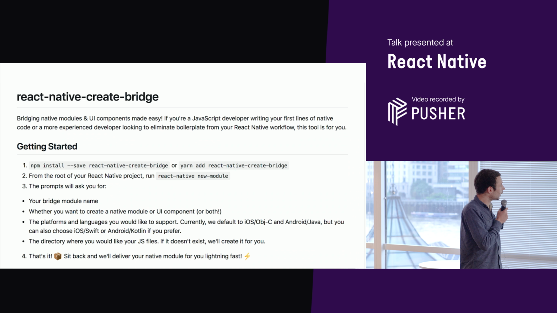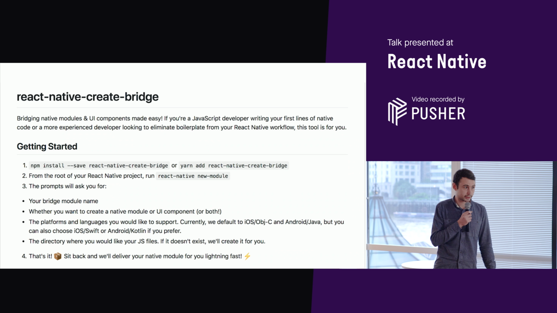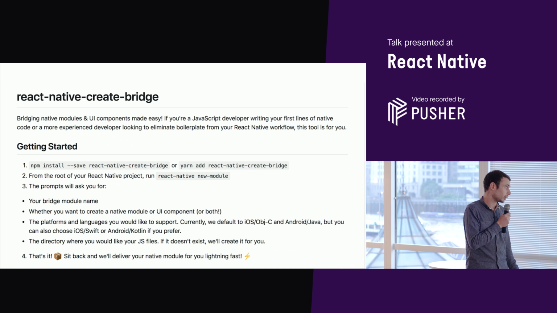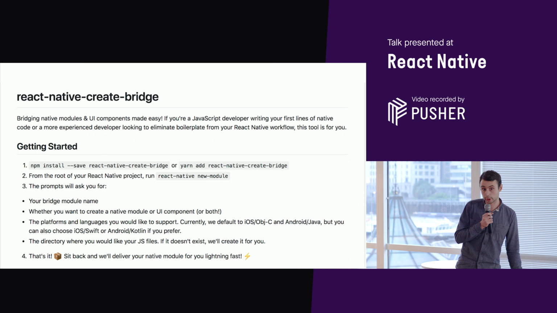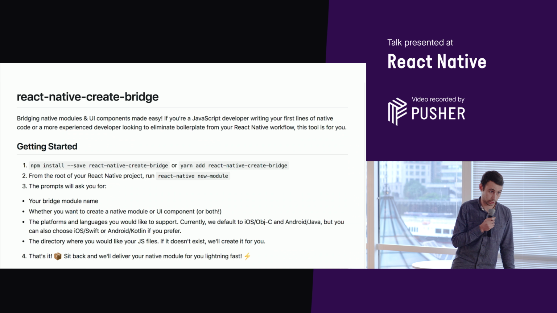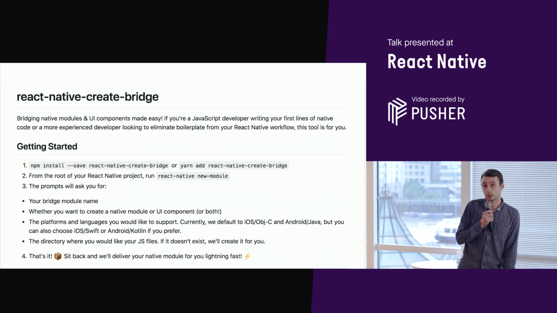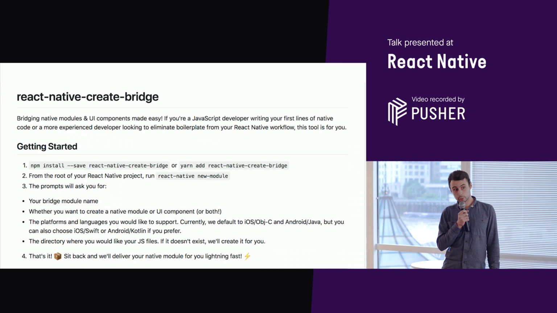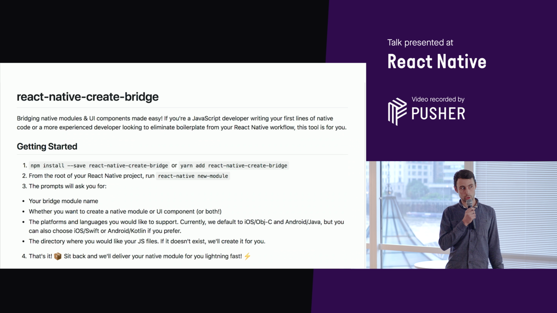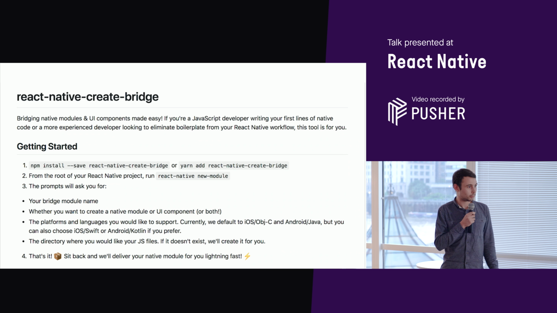Okay, so I would also recommend this module on NPM to get started with: React Native Create Bridge. This plugs into the React Native CLI once you install it. That allows you to then run react-native new-module as a command through your terminal. And then you can choose if you want to create a UI component with Objective-C or Swift, a UI component with Java or Kotlin on Android, and then also if you want to create a bridge module with either of those platforms.